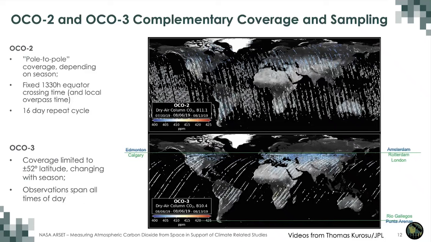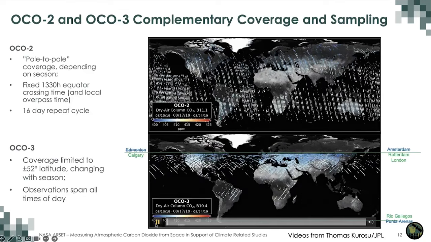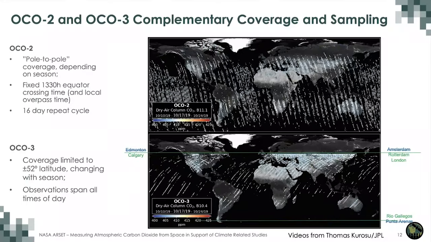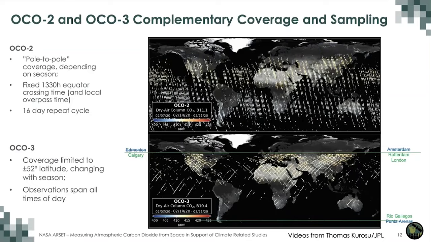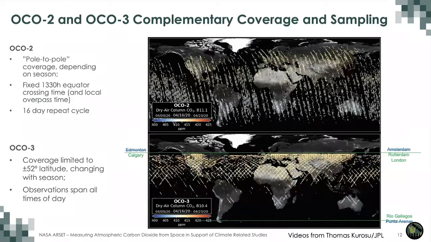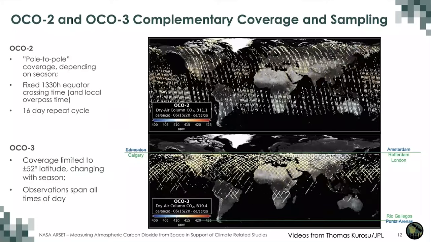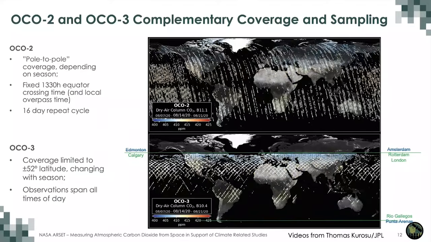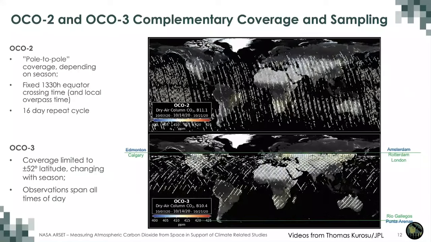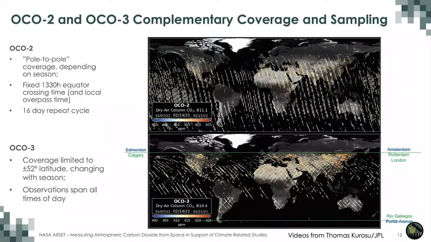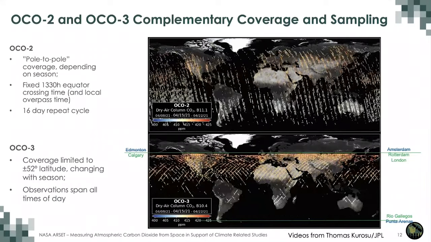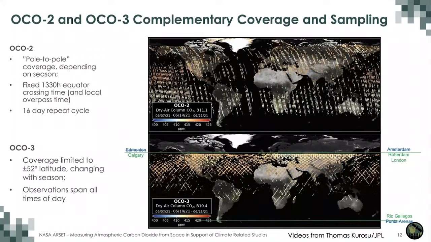Now, this next slide shows animations of OCO2 and OCO3 coverage over the time that they overlap. And if I play the animation, then you can just see the sampling over time. So each frame here shows 16 days worth of data. With OCO2, you can see here that we get almost pole-to-pole coverage. It depends a bit on the season, and we'll talk a bit more about that later. We said OCO2 is in a sun-synchronous orbit, so a polar orbit. That means it has a fixed equator crossing time. So it passes over the equator at 1:30 p.m. local time every day. It always has the same local overpass time, and it has that 16-day repeat cycle, which is very predictable, and you can map out into the future.